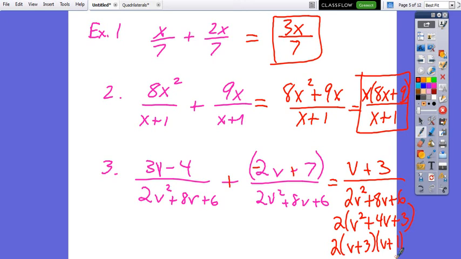3 times 1 is 3. 3 plus 1 is 4. That's how it factors. Now, I don't look at those anymore.